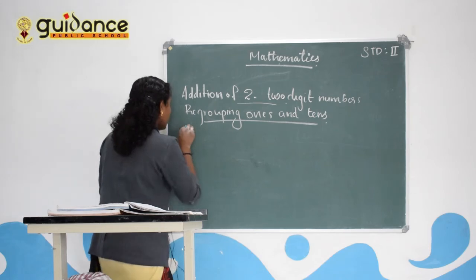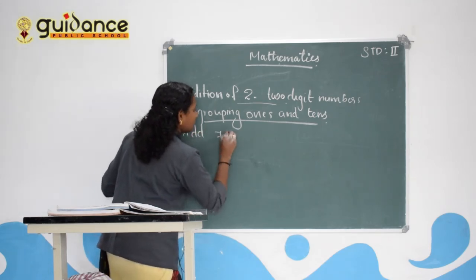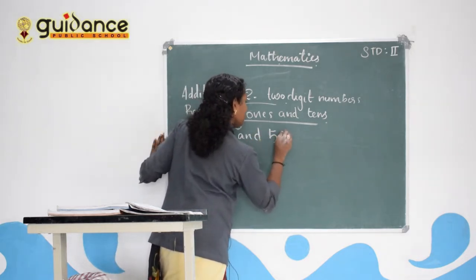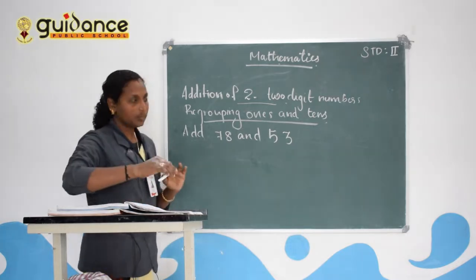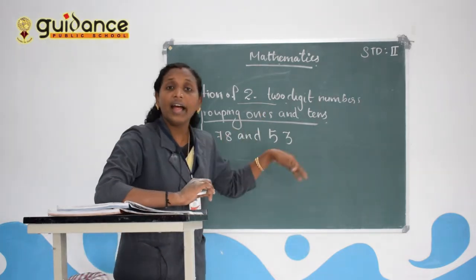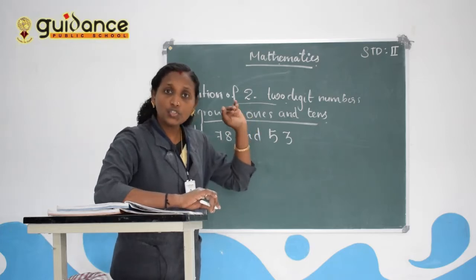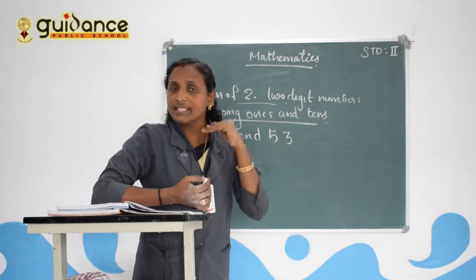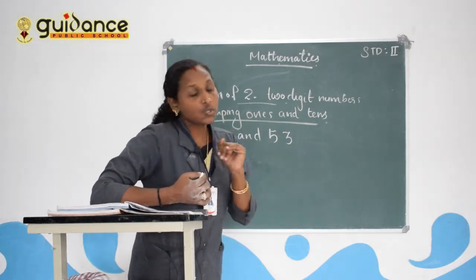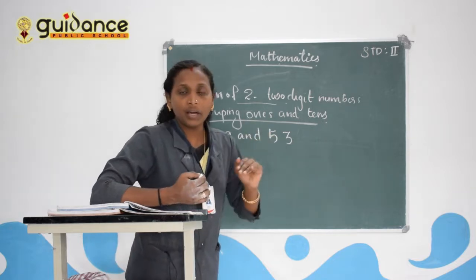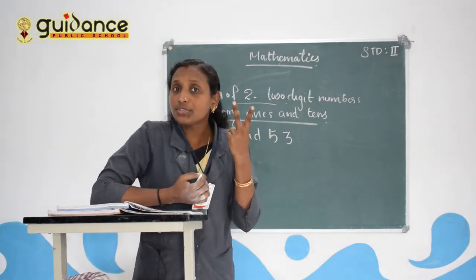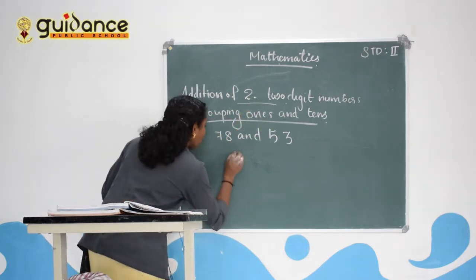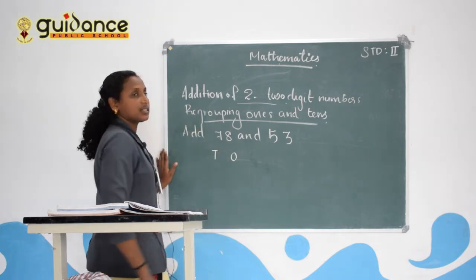Okay, then first question: add 78 and 53. So addition of 78 and 53. So adding two-digit numbers 78 and 53. First we arrange the numbers in places. It is a two-digit number, so we want only two places, ones and tens. So all of you write ones and tens.